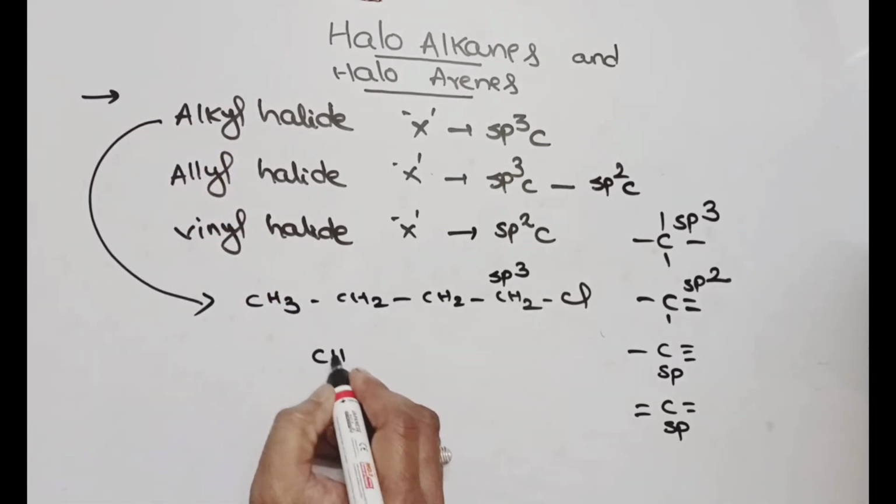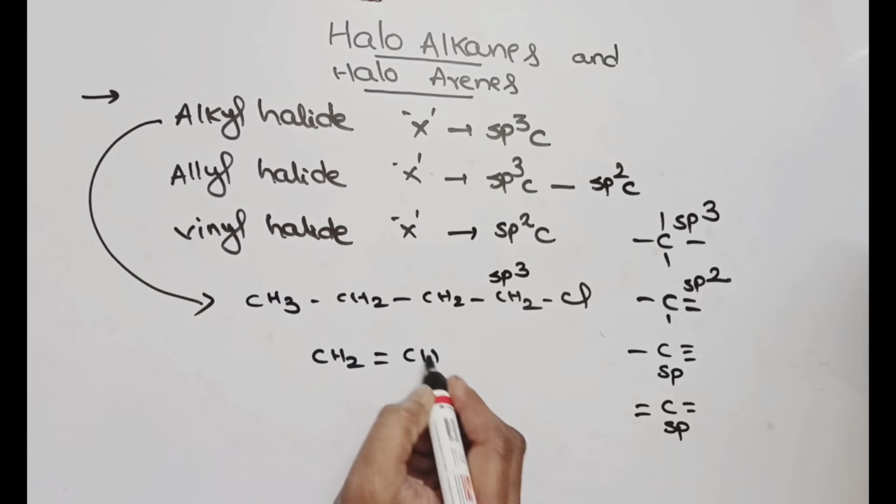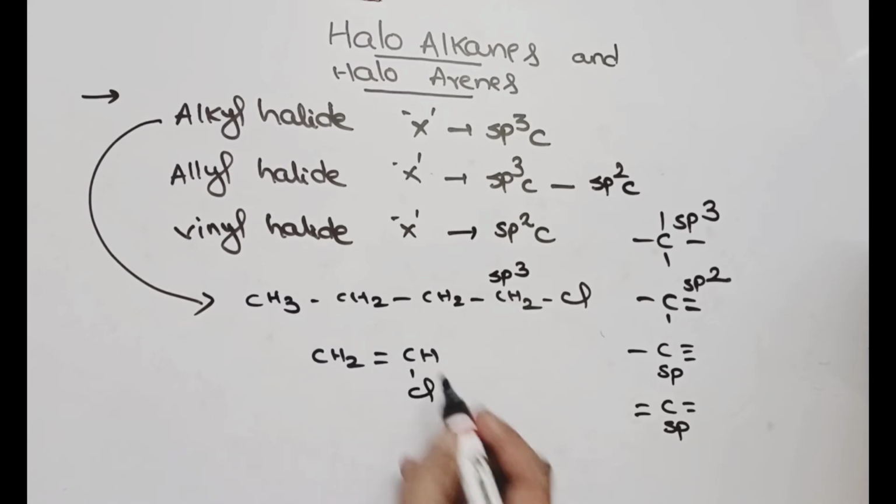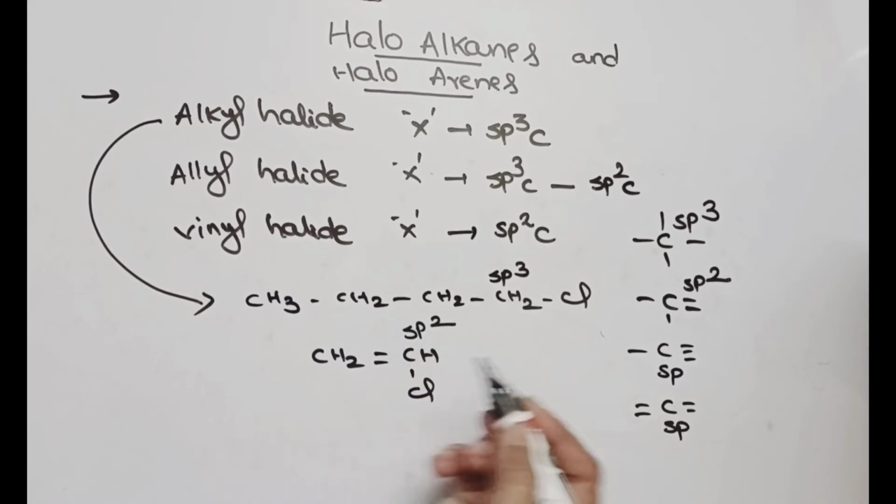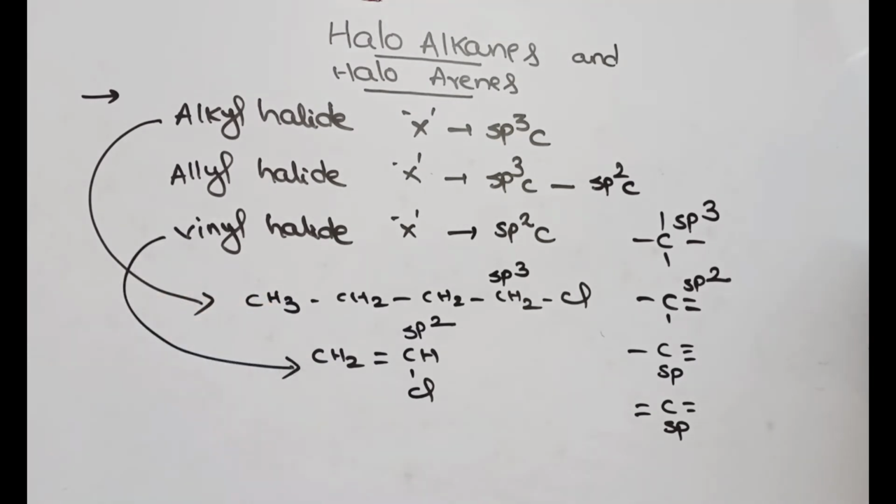Then another example, CH2=CHCl. Halogen with the sp2 carbon, so this is known as vinyl halide. Double bonded carbon is known as sp2 hybridized carbon, and the functional group is with the sp2 hybridized carbon, so this is known as vinyl halide.